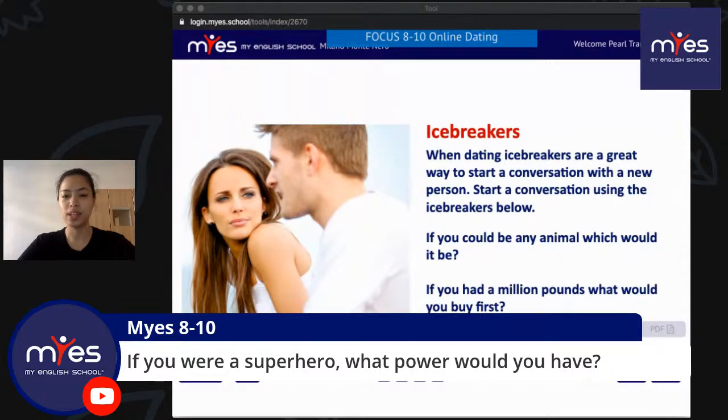Julia, if you were a superhero, what power would you have? I would want teleportation, so I can go wherever I want and I don't have to fly. And it could be instant, so I can instantly go. That way I can live in multiple countries if I wanted to. Just travel.